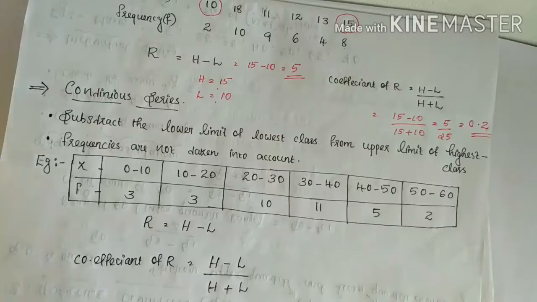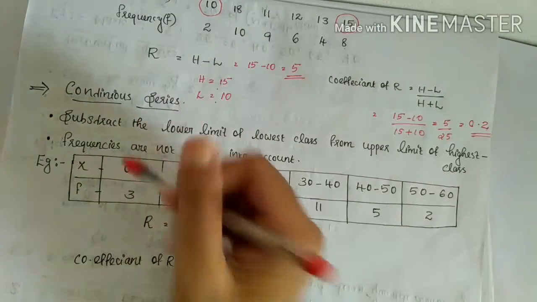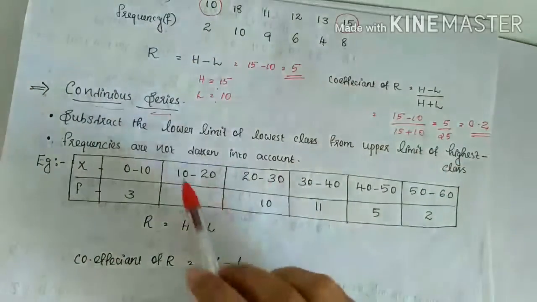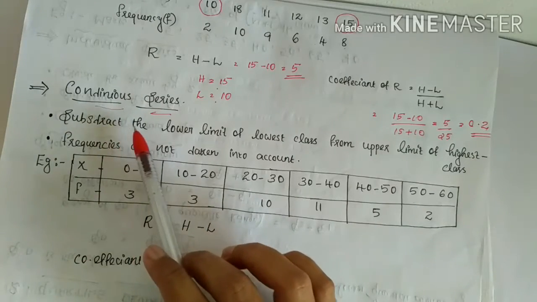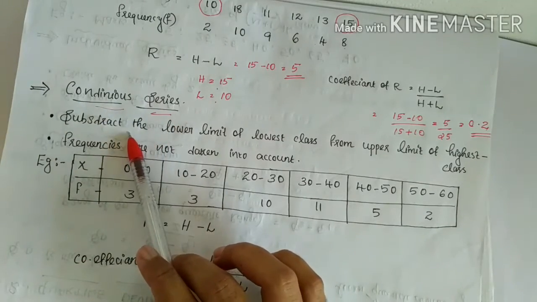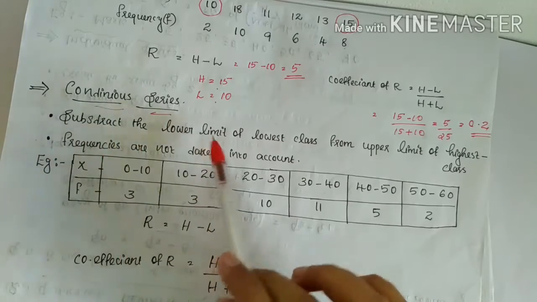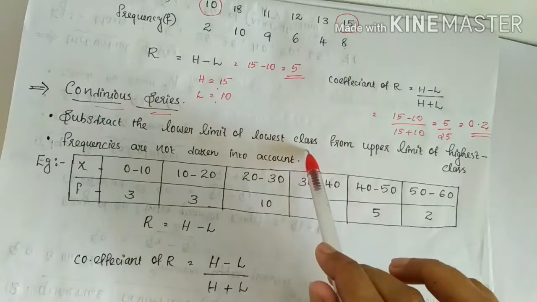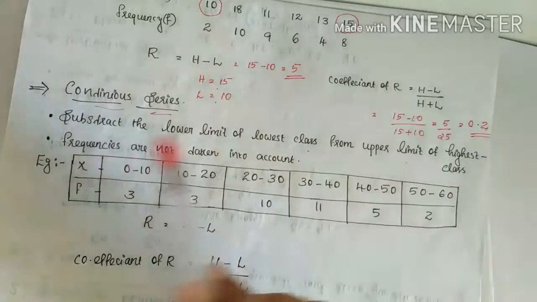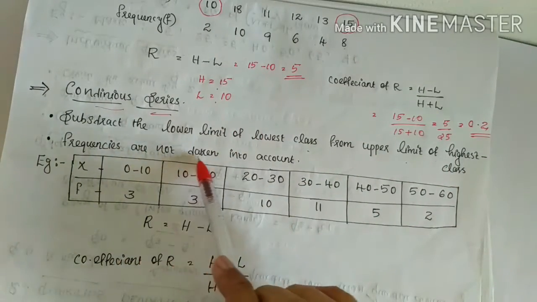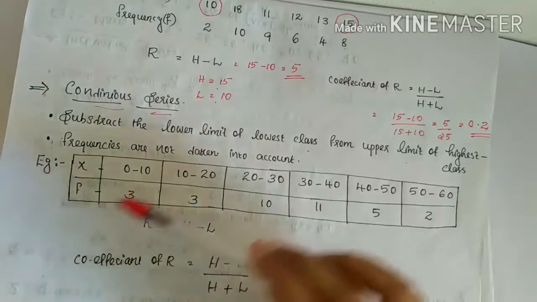So the next topic is how to calculate range in continuous series. The procedure is that while calculating range in continuous series, subtract the lower limit of the lowest class from the upper limit of the highest class. Here also the frequencies are not taken into account.